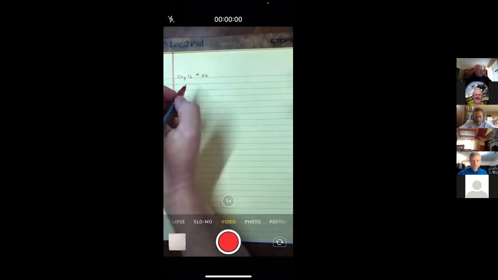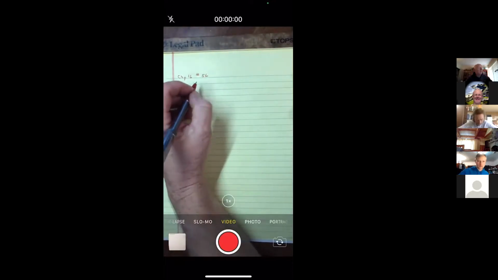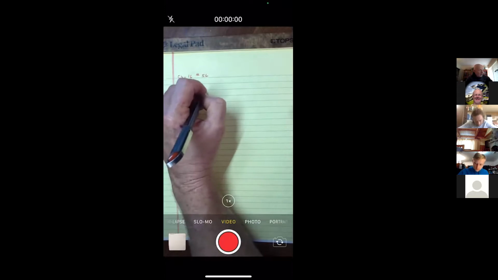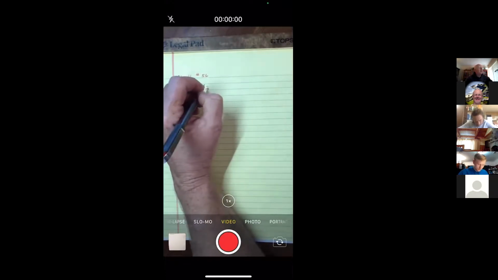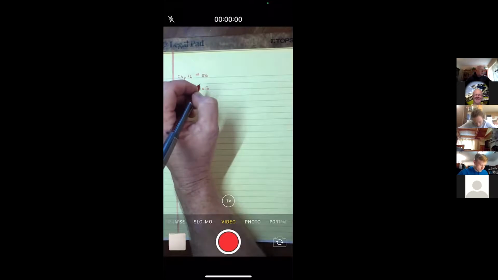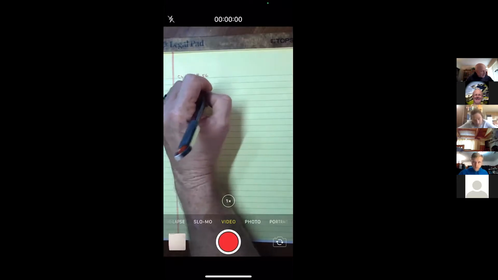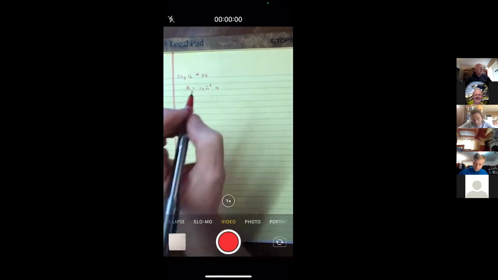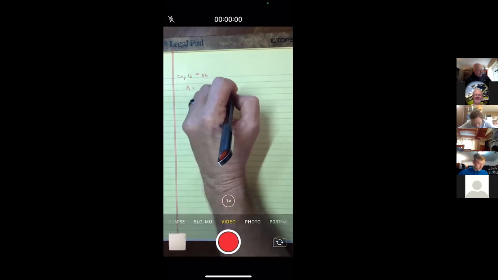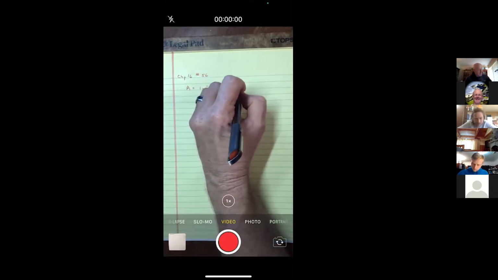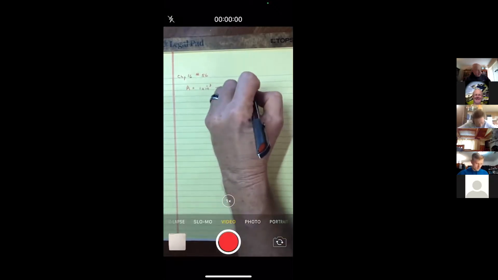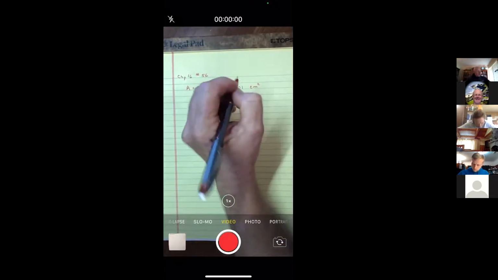It says a wire has a density that is tapered, so its cross-sectional area changes according to this equation. I'm going to write that down. Area is 1 times 10 to the negative 3 x plus 0.01 square meters. All right.